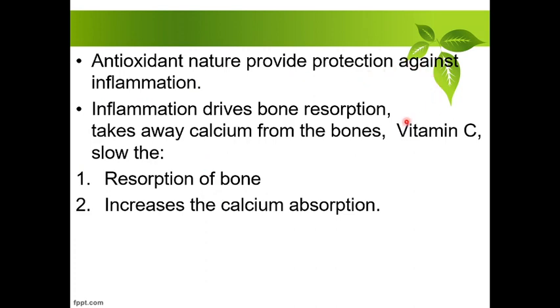Antioxidant nature provides protection against inflammation. This antioxidant nature provides protection against inflammation. What are the hazards of inflammation, what are its harms? It drives bone resorption, right. It removes calcium from the bone, breaks the bone, weakens it. And if you are taking vitamin C in sufficient amount, then your bones will be strong, resorption of bone will be stopped, and increase in the calcium absorption will take place.